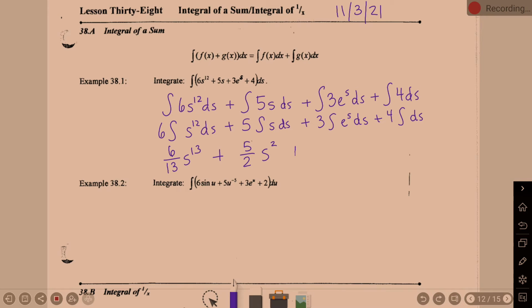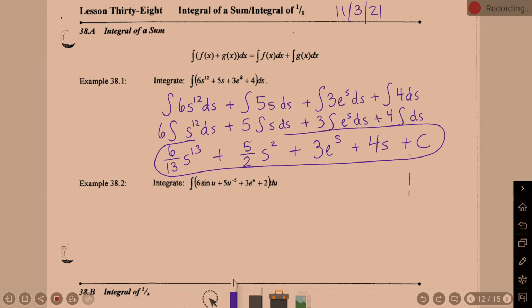Okay? Plus 3 times the integral of e to the s. What's the integral of e to the s? E to the s. So this is just going to be 3e to the s, plus 4 times the integral of ds. I mean, what's the integral of 4? It's going to be 4s. And then plus c. Don't forget the plus c. Even though we had all these mini integrals, you have to throw one big plus c at the end.